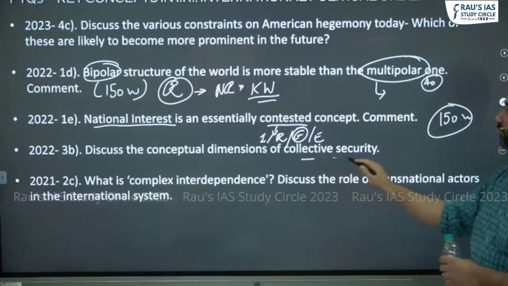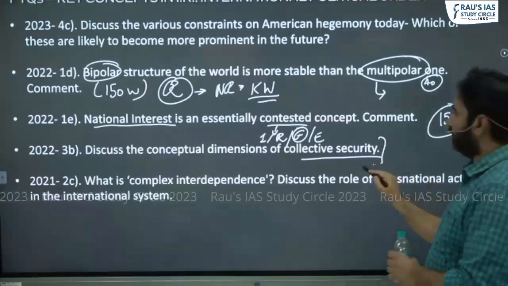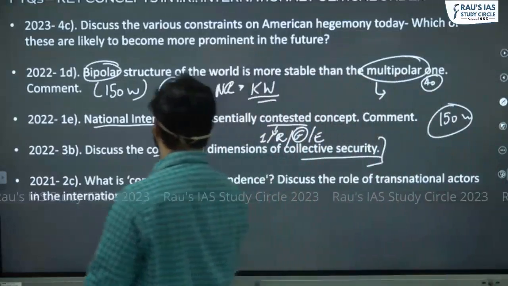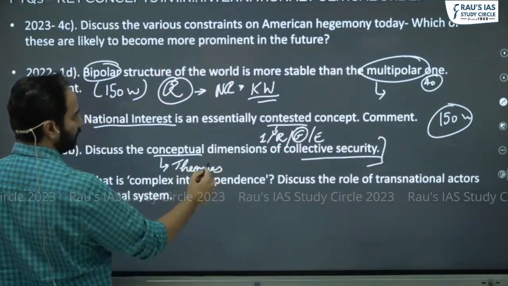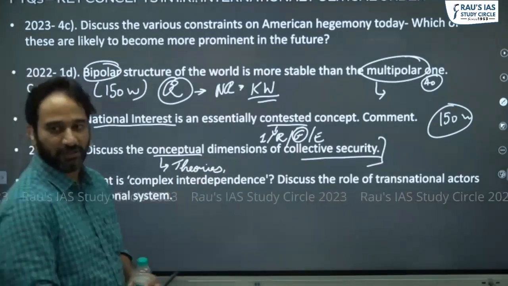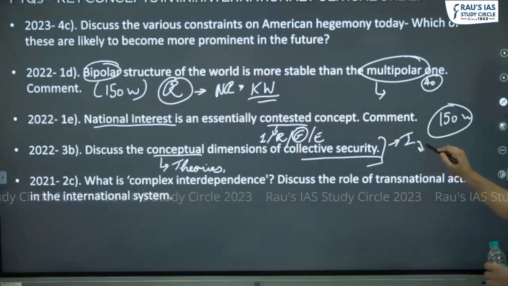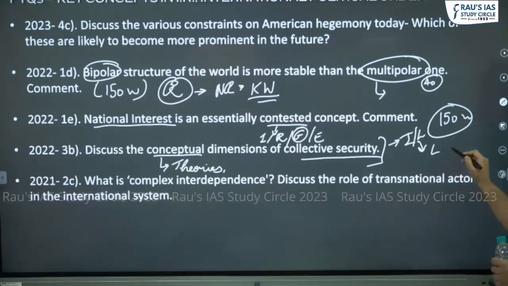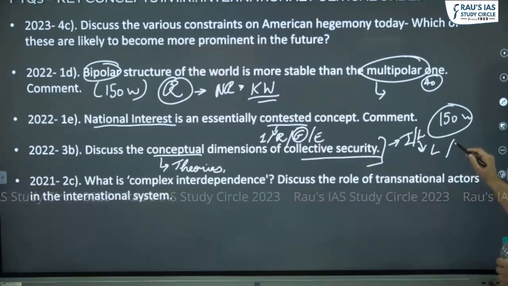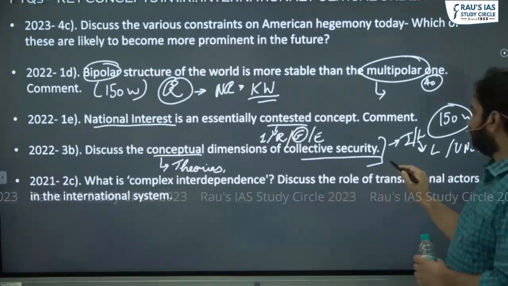Discuss the conceptual dimension of collective security. How would you start the introduction? What is collective security? Conceptual dimensions means theories, right? What are the various theories that I've talked about on collective security? So you bring in the idealist argument, or you can say liberal internationalism or idealist, League of Nations or UN Security Council. You can also bring in NATO in this.